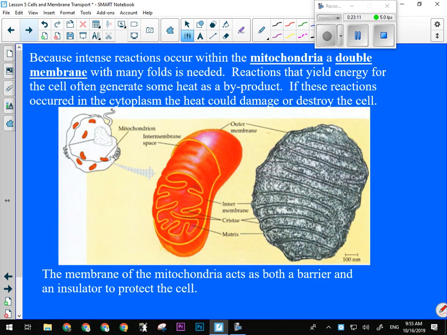Okay, the mitochondria is the next one. That's where cellular respiration occurs. That's really what you need to know about it. It does have a special membrane, double layer. It insulates the rest of the cell against the process of cellular respiration, because cellular respiration generates a ton of heat. Hey, how many people have ever had a fever?